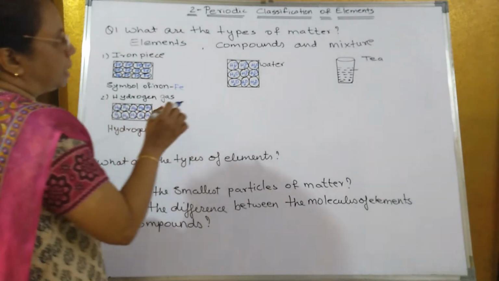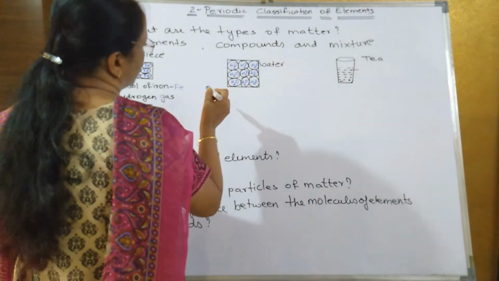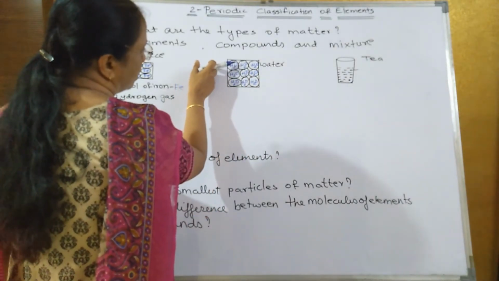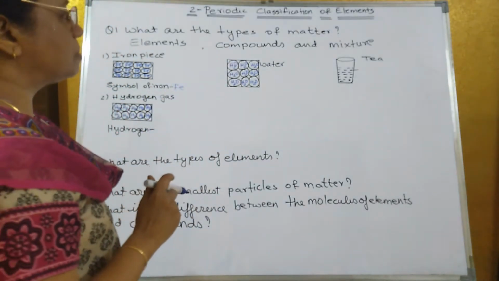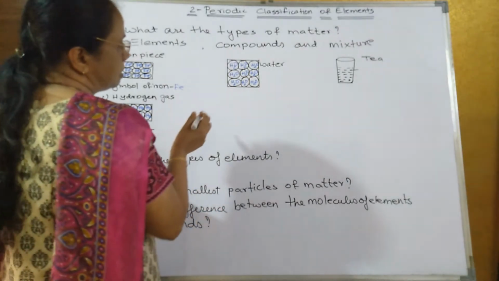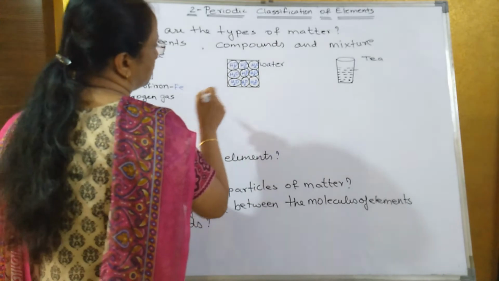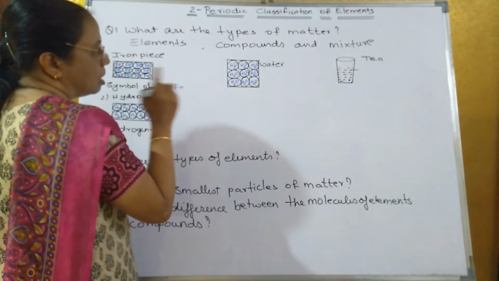But in the case of a compound, it is not like that. If you take water, water is made up of two things. What are they? Hydrogen and oxygen. So what is a compound? A compound is a substance which is made up of two or more elements. For example, this is made up of hydrogen and oxygen. What is a mixture?